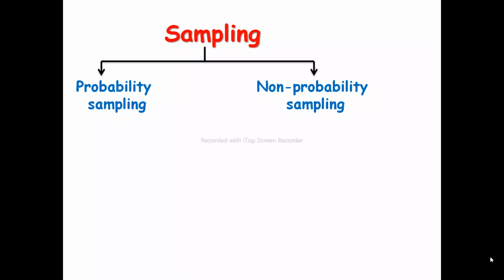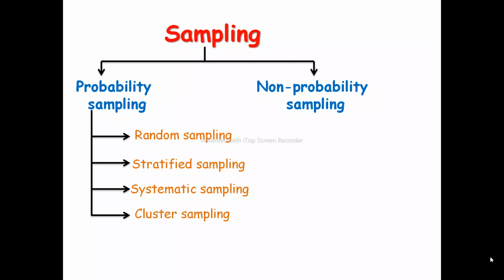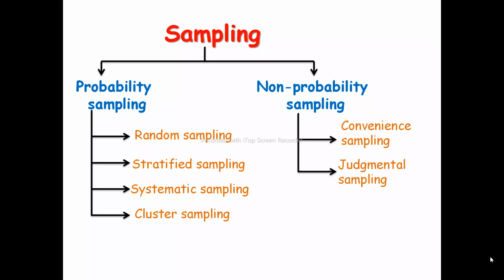Next, in probability sampling, we have got four types: random sampling, stratified sampling, systematic sampling, and cluster sampling. Whereas non-probability sampling is of three types: convenience sampling, judgmental sampling, and quota sampling.